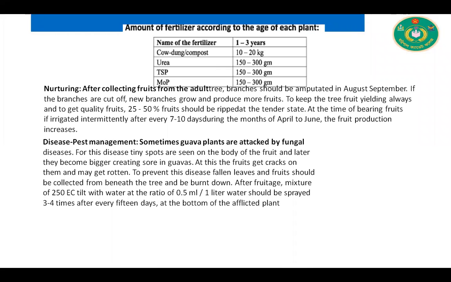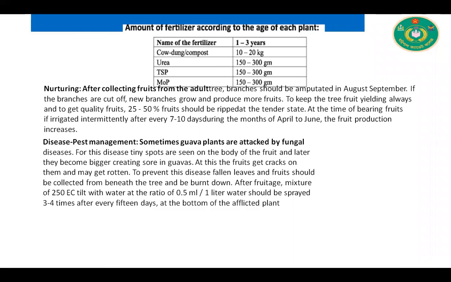Disease and pest management. Sometimes guava plants are attacked by fungal diseases. For this disease, tiny spots are seen on the body of the fruit. Later, they become bigger, creating sores in guavas. At this, the fruits get cracks on them and may get rotted. To prevent this disease, fallen leaves and fruit should be collected from beneath the tree and be burnt down.